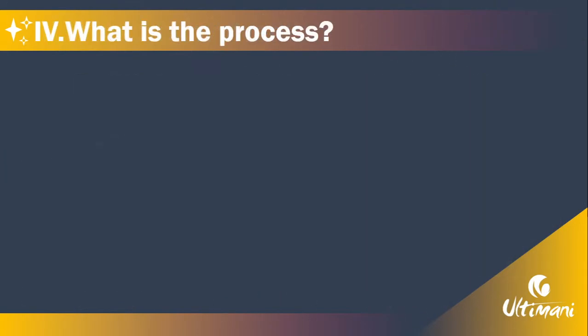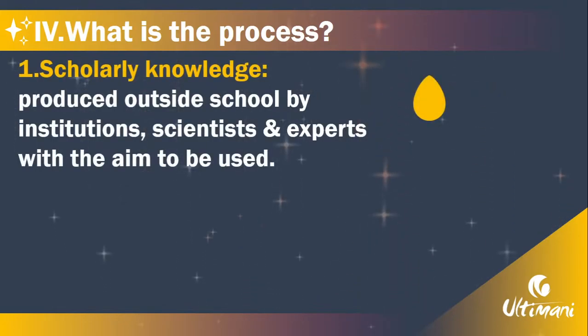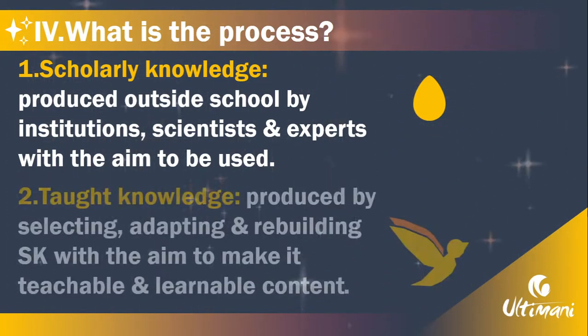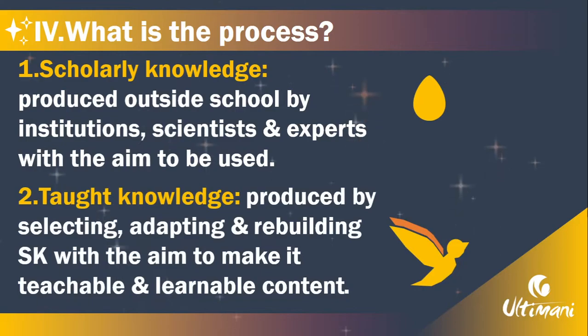What is the process of transposition? We have two stages. The first one is having scholarly knowledge, which is the knowledge produced outside school by institutions, scientists, and experts with the aim to be used in real life. And through transforming, we get the second stage, taught knowledge, which is produced by selecting, adapting, and rebuilding the scholarly knowledge with the aim to make it teachable and learnable content at school.